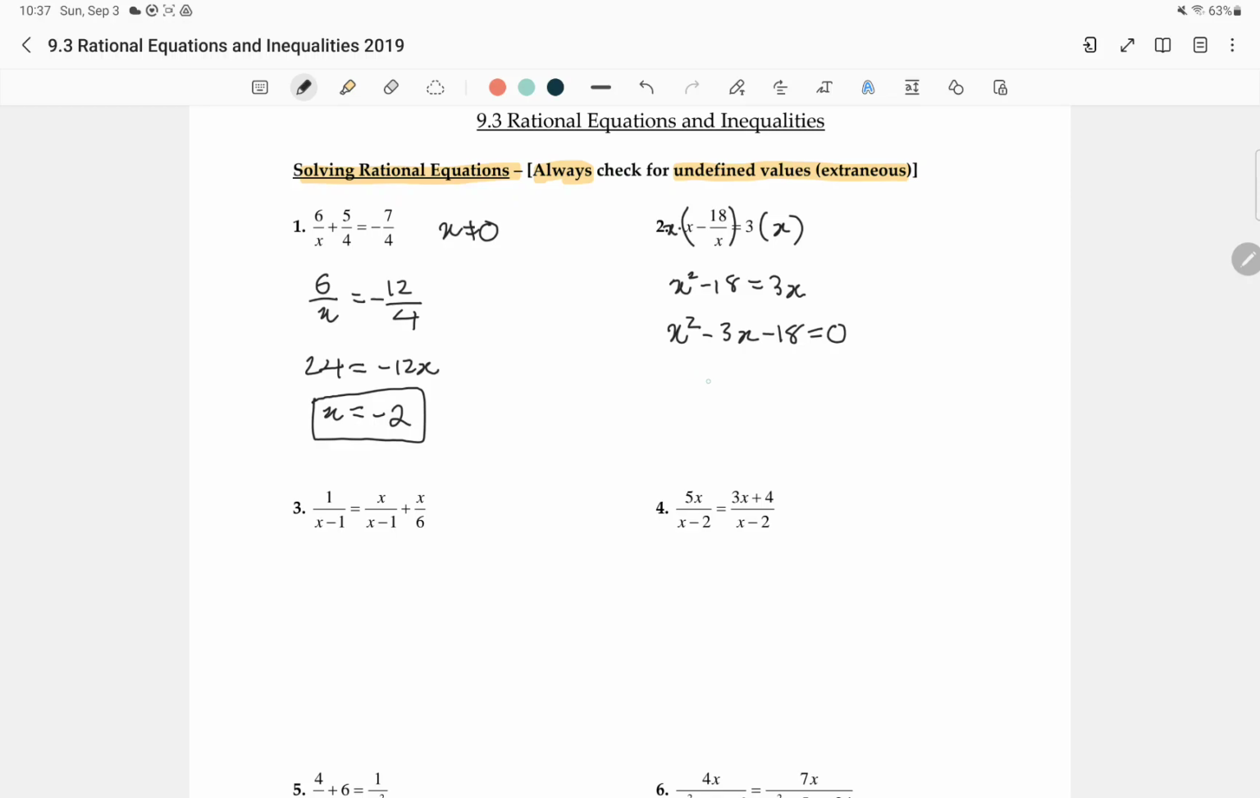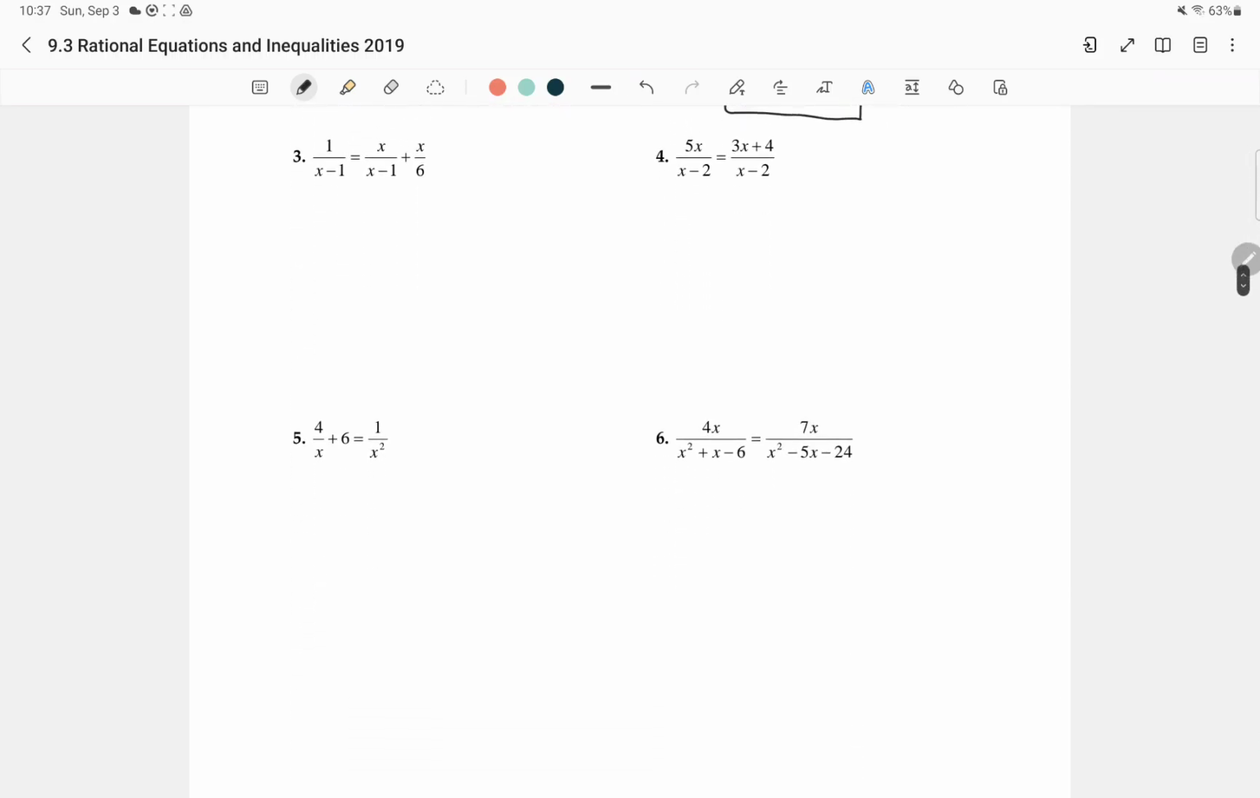This is easily factorable, so this is going to give x minus 6, and then x plus 3, which is going to equal 0. That gives us two solutions, x equals 6 and x equals negative 3. And as we can see on the top, the only extraneous solution is if x would be 0, so these are both solutions. Nice. Next question.